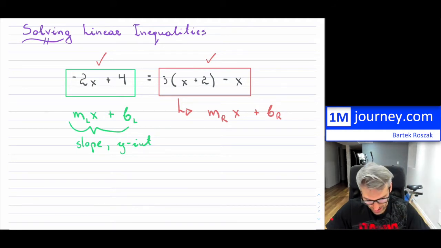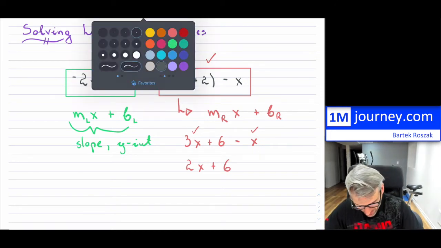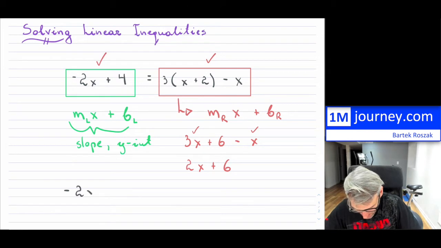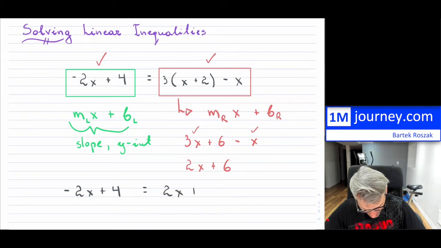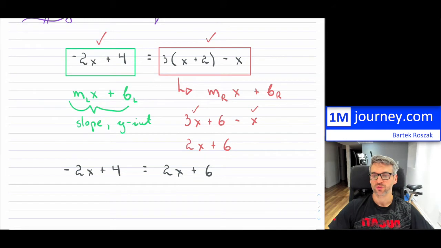So if I take the right-hand side and simplify it, I'm going to distribute across. I'm going to get 3x plus 6 minus x. And this is simply collecting like terms. These like terms right here, I'm going to get 2x plus 6. Overall, instead of what I originally started with, I have this line is equal to this line right here. And I'm going to try to see where these two lines actually intersect.